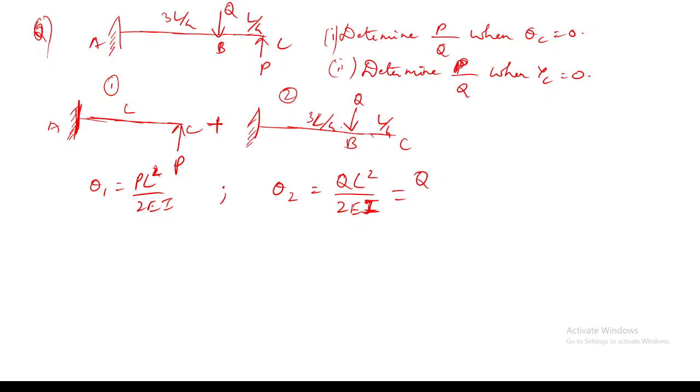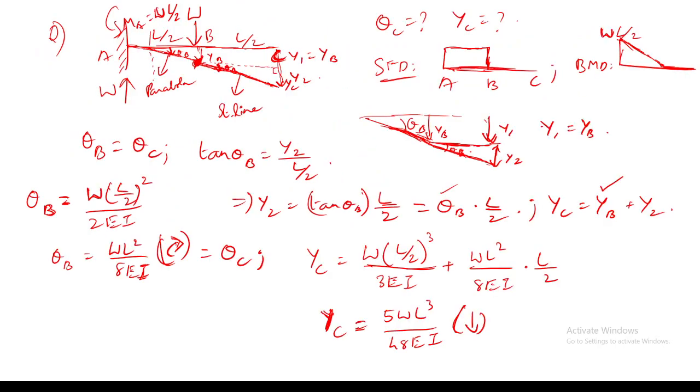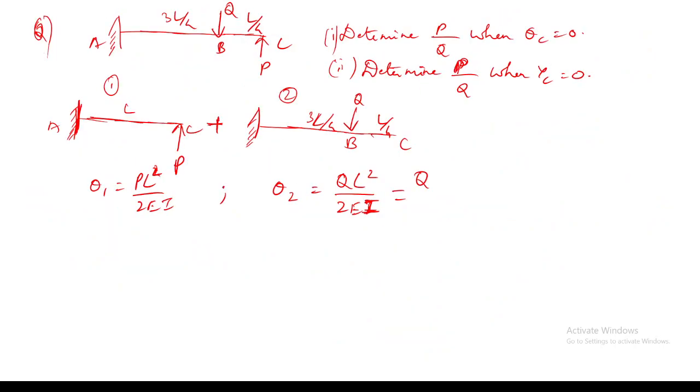So here, similar to the last problem we saw, the only difference is that Q is at a distance of 3L by 4. And after that, you can see the bending moment value is actually 0. So you can write theta c equals theta b here, and theta b equals Q into 3L by 4, the whole square divided by 2EI. Understood?